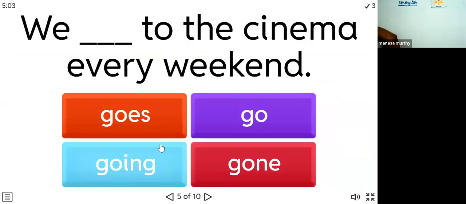We dash to the cinema every weekend. Has been working. Perfect continuous.